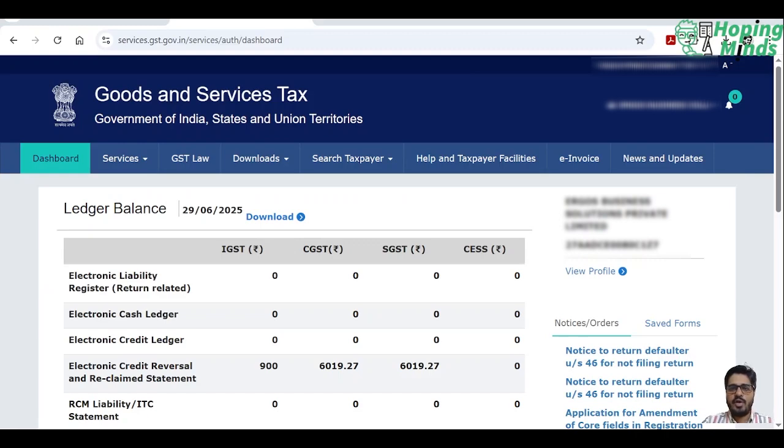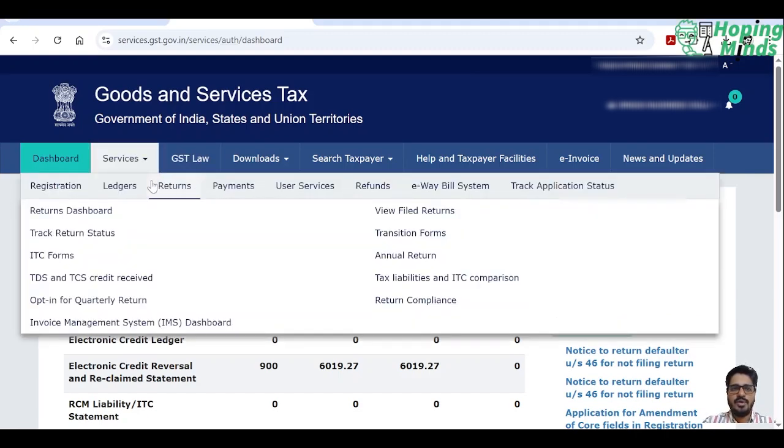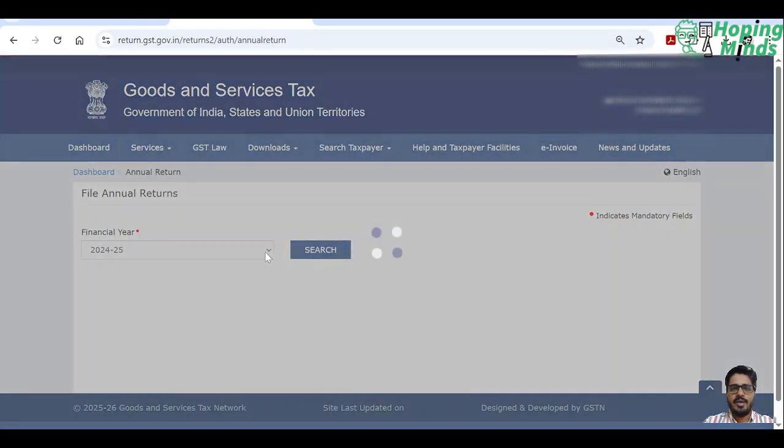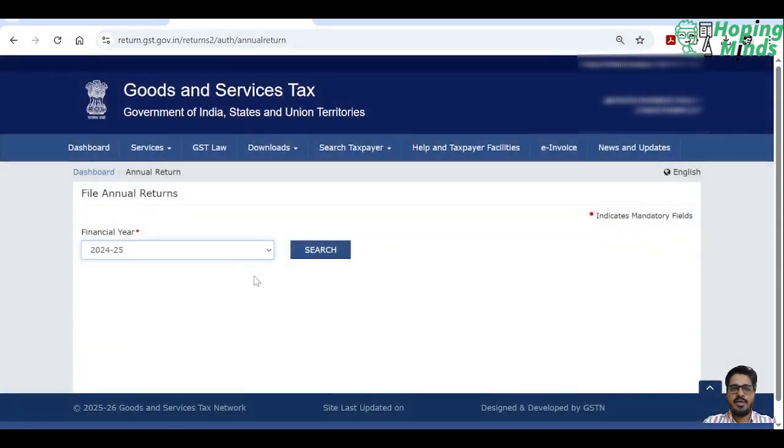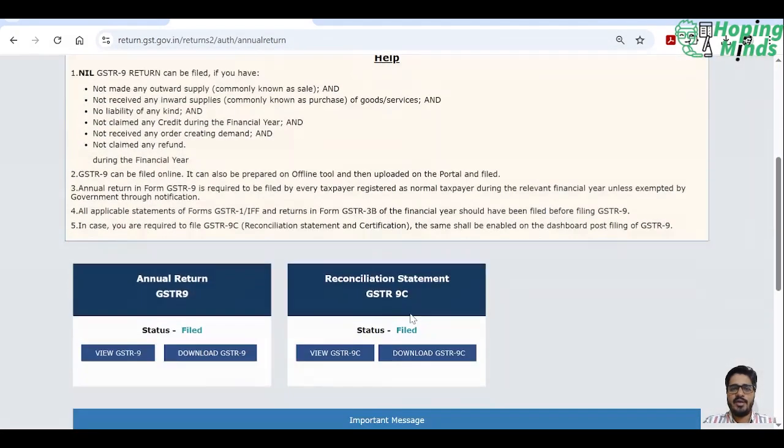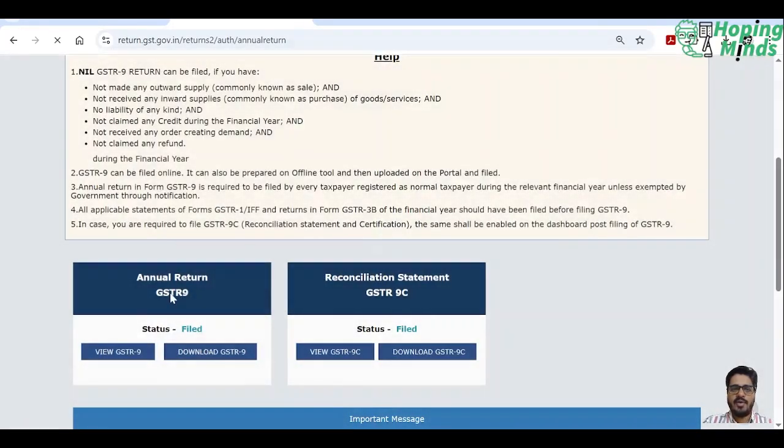Here we have logged into our GST account. We have to go to returns, annual returns. Here we have to select the financial year 23-24. We have already filed the annual return, so let us see the annual return.